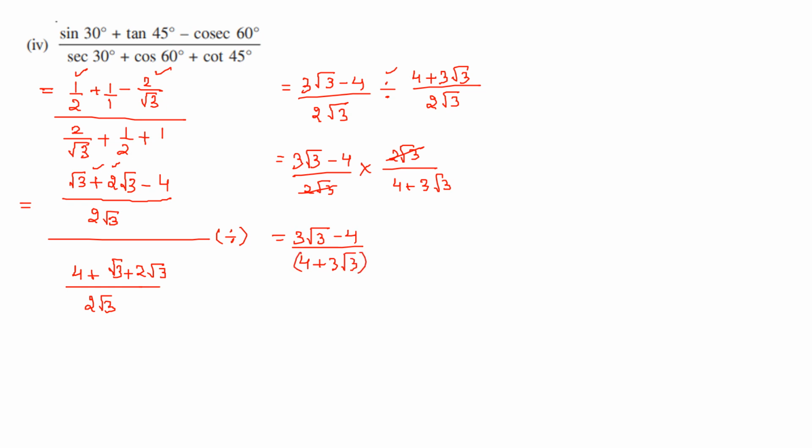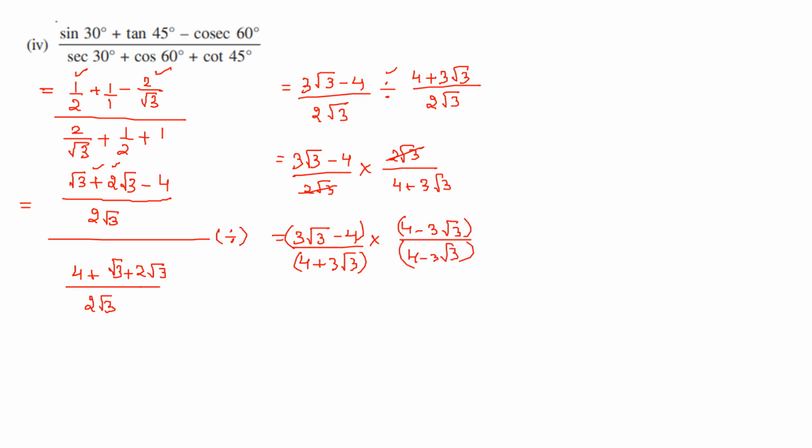Again, if you see the denominator, it has an irrational number here, root 3. So what will you multiply such that the denominator becomes completely rational? You have to multiply with the rationalizing factor. The rationalizing factor of 4 plus 3 root 3 is 4 minus 3 root 3, isn't it? So multiply 4 minus 3 root 3 in both numerator and denominator.